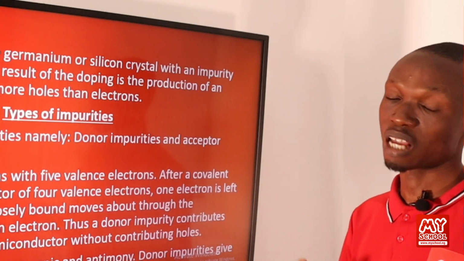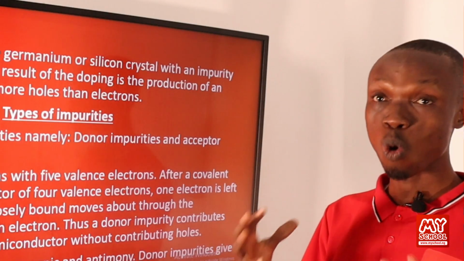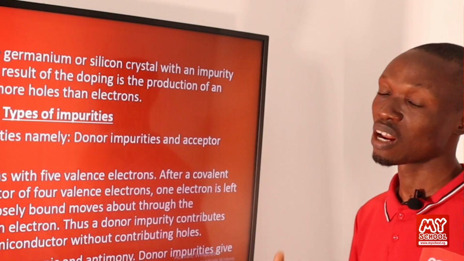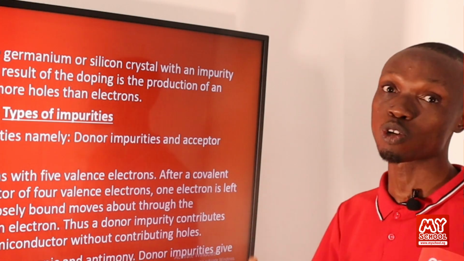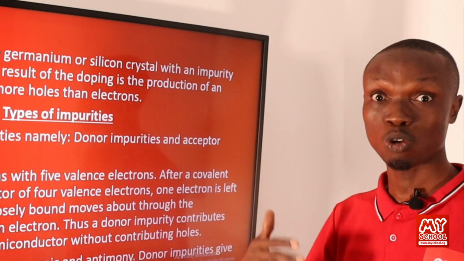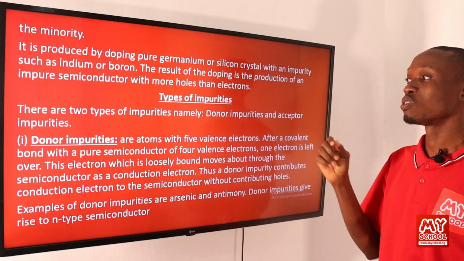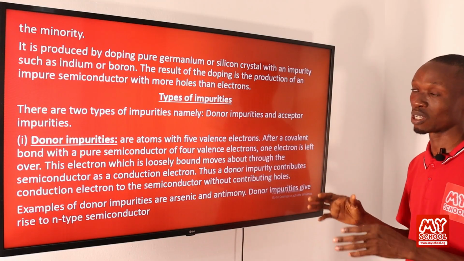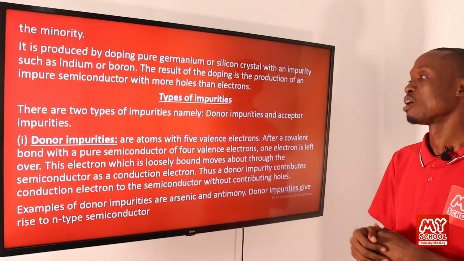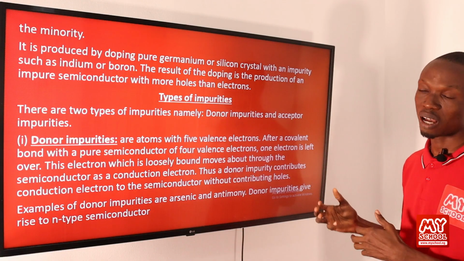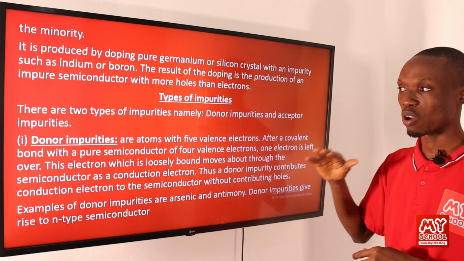Now let's talk about the types of impurity, that is, the types of impurities that can be used to dope a pure semiconductor. Now remember that the essence of doping a pure semiconductor is just to increase the electrical conductivity of that semiconductor material, okay? So there are two types of impurities used in doping a pure semiconductor, namely donor impurities and acceptor impurities. Now let's discuss them one after the other.